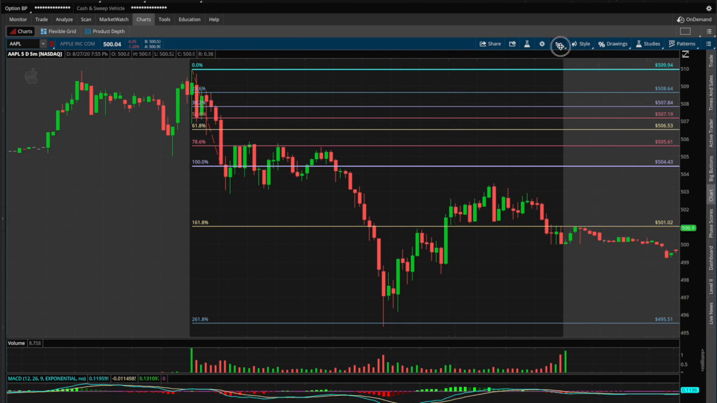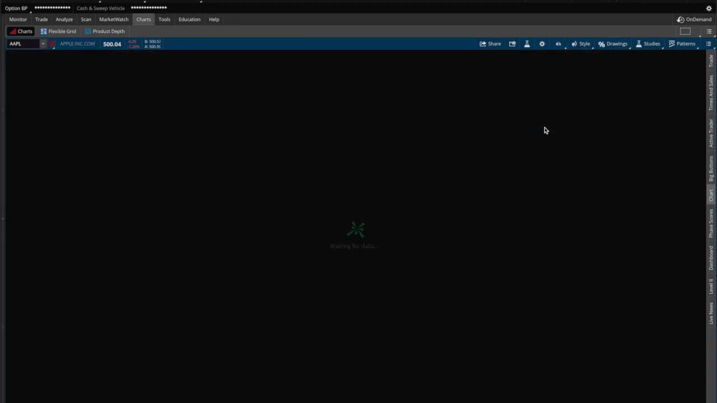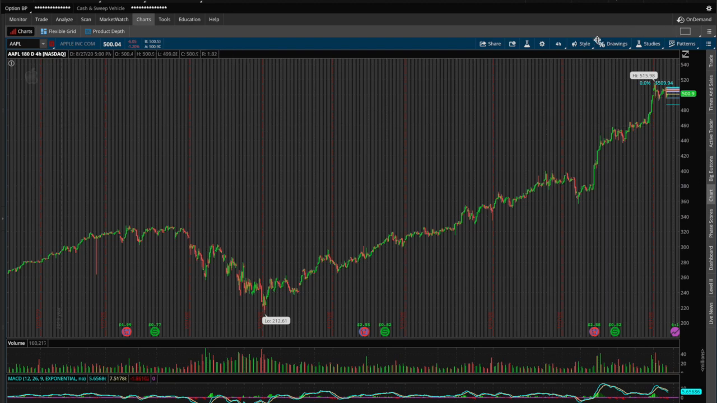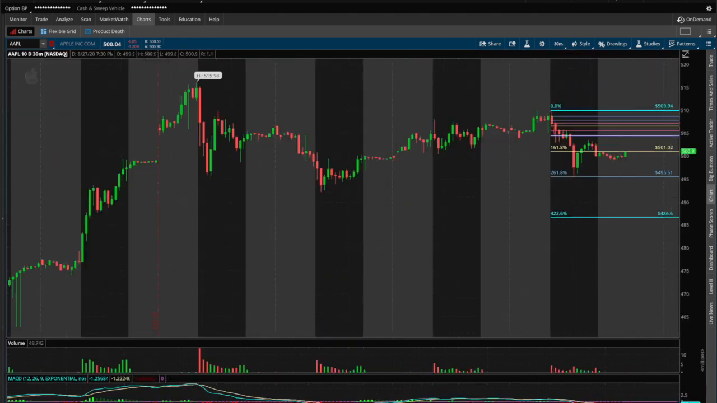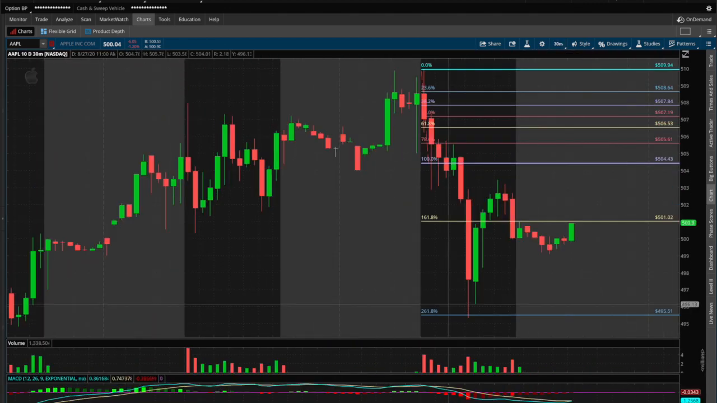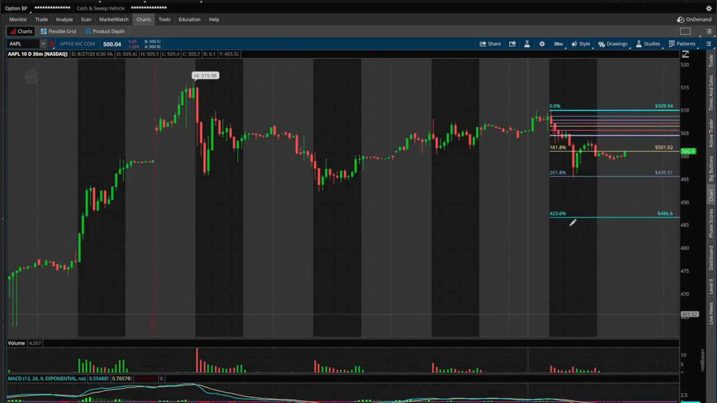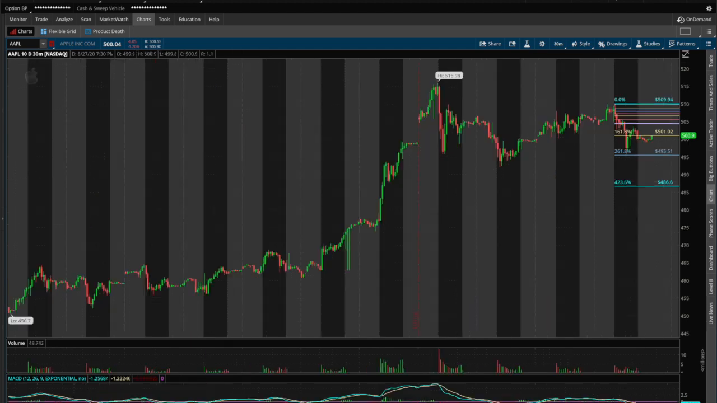So if I were to zoom out here and go to the 4-hour, right? That's a little bit too far. Let's say the 30-minute. As you can see, this goes all the way out to the 4.3, the 423.6, right? And you can always add more levels if you want to. I don't really see the reason to, but you can even do this on a longer period of time as well.